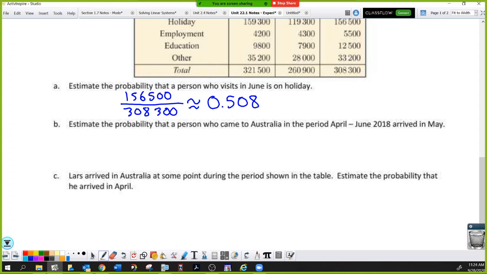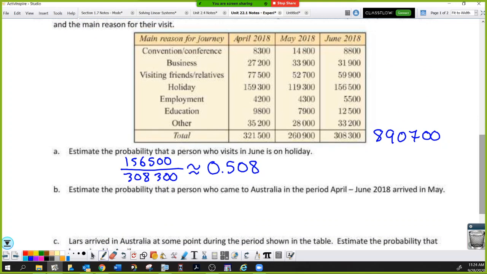321,500, plus 260,900, plus 308,300. That's a lot of people. There's 890,700 total people. Estimate the probability the person who came to Australia during this time came in May. So the people who came in May, 260,900, divided by the total number of people who came at all, 890,700.